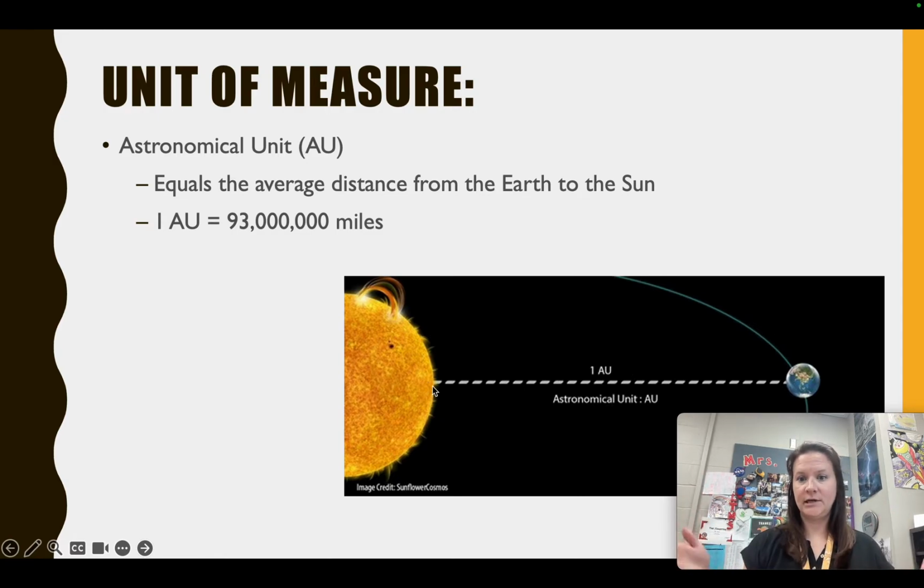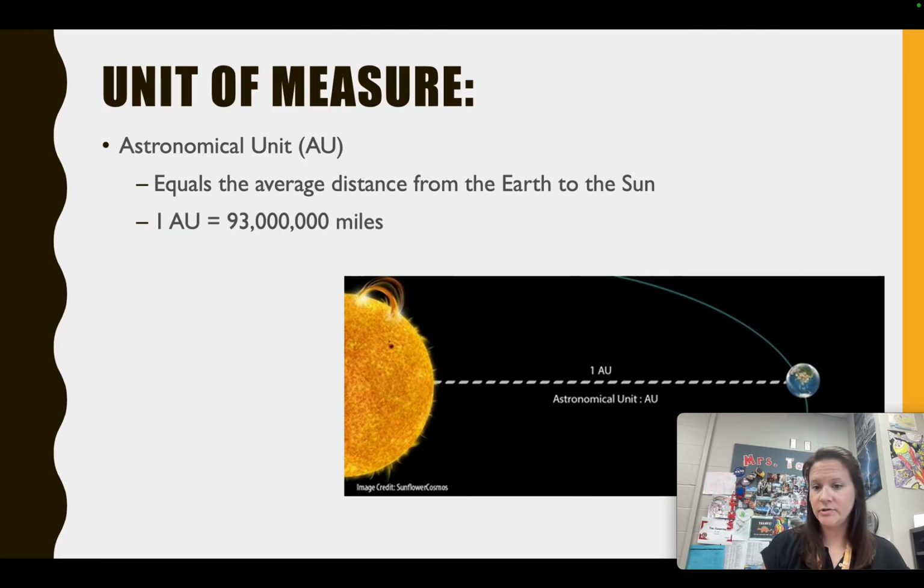So that's kind of your standard set. 1 AU is that distance, which happens to be 93 million miles. That's how far away from the Sun we are on average. And then any other planets would have an AU as well. For example, Venus is closer to the Sun than we are, so it would have less than 1 AU, whereas Saturn would have much more than 1 AU.